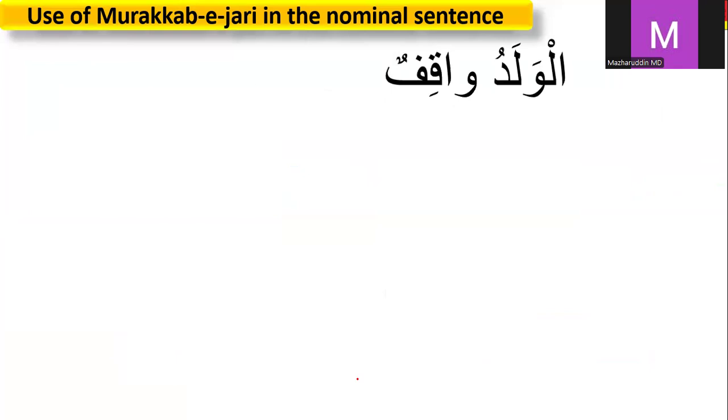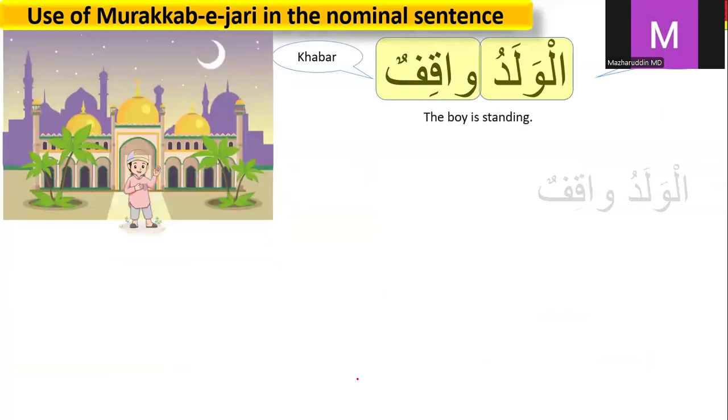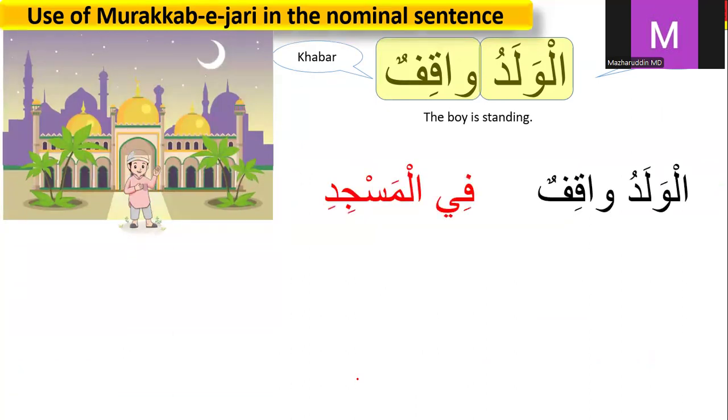This is the simple sentence: al-waladu waqifun. Al-waladu is mubtada, waqifun is khabar. The boy is standing. Now, al-waladu waqifun fil masjidi. Al-waladu mubtada, waqifun khabar, and fil masjidi mutalika khabar, additional information or predicate. So, murakkabe jari is mutalika khabar when actual khabar is present in the sentence.